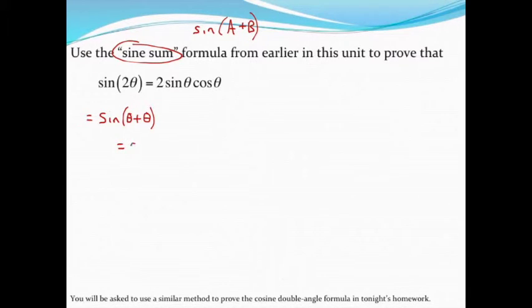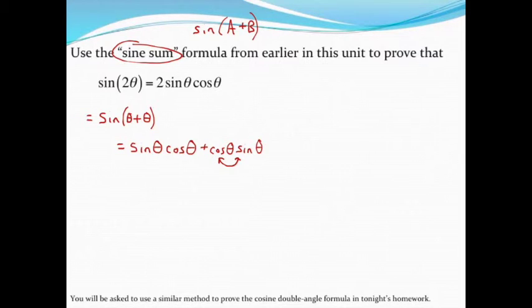So what that formula said was it was the sine of a, which is theta in this case, times the cosine of b, which is again theta, and then plus the cosine of a, which is again theta, times the sine of b, which is again theta. And so what I end up with are these two pieces. And remember, it doesn't matter what order you multiply things in. So I could switch around the sine and cosine of theta if I wanted to.